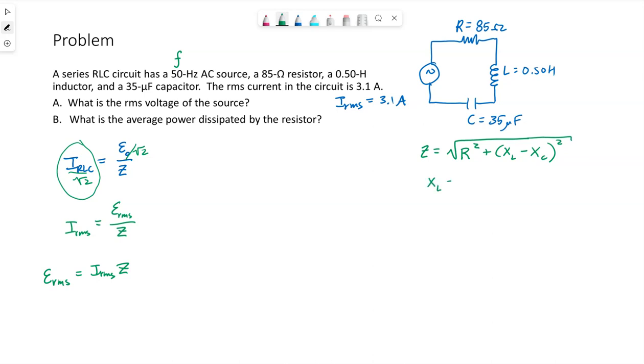Now, I personally like to find XL and XC individually because it's really easy to miscompute XC in particular. So XL we know is omega L. Omega is 2 pi f. We've been given f of 50 Hertz, so 2 pi times 50 Hertz times the value of the inductor is going to give us XL. So 2 pi 50 times 0.5, 157.08 ohms.